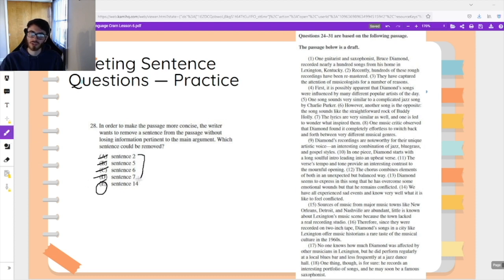All of these, we observed a particular purpose they were serving. 14 serves no purpose. There is no reason. It does nothing for the passage. So that is going to be the one that we delete.